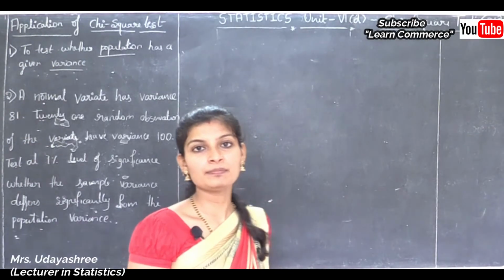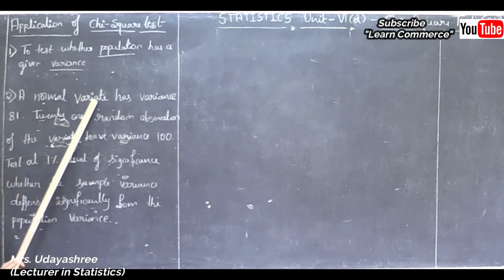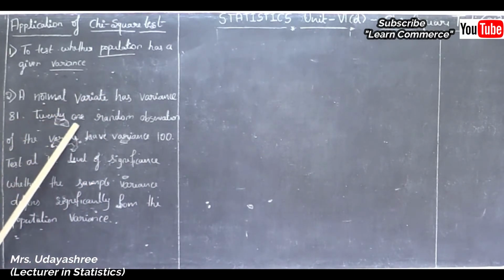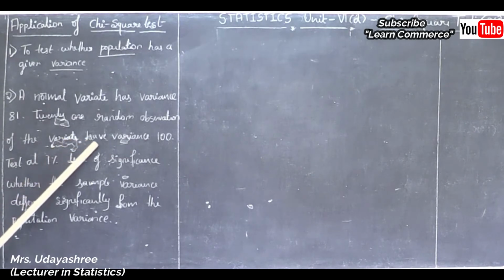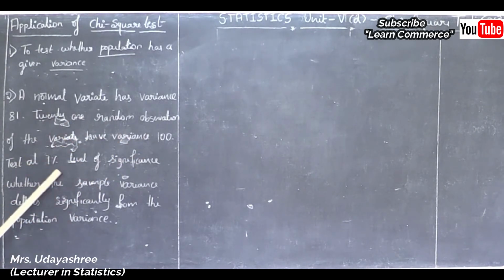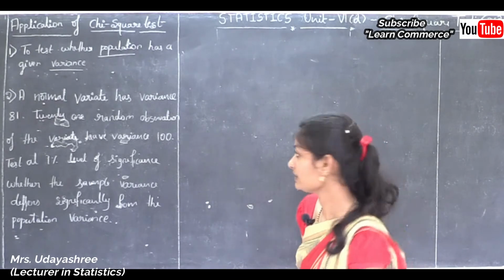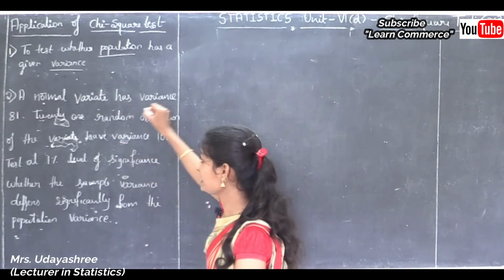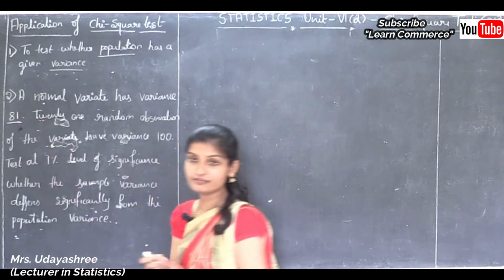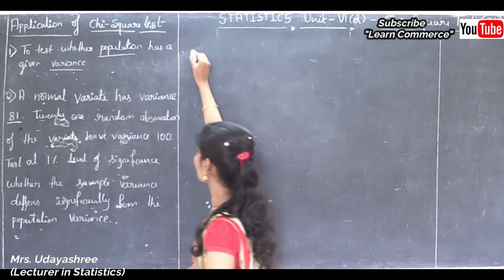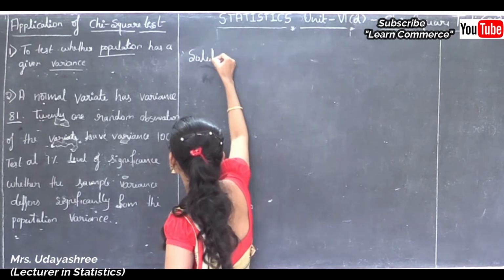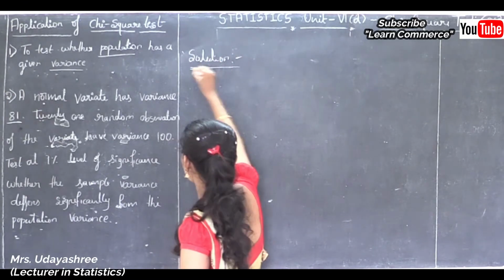Okay, now problem number 2: a normal variate has variance 81, and 21 random observations of the variate have variance 100. Test at 1% level of significance whether the sample variance differs significantly from the population variance. See, here the given information is that the normal variate has variance 81. So here 81 is sigma square. So the solution part is like this. Here the given observations.